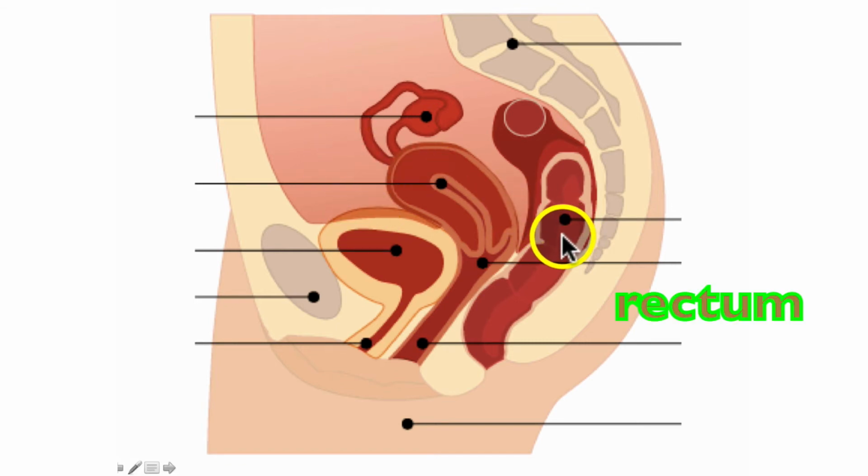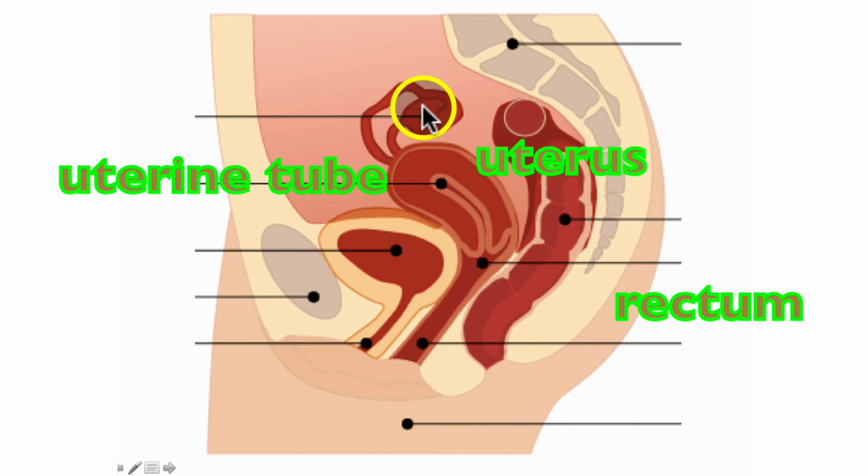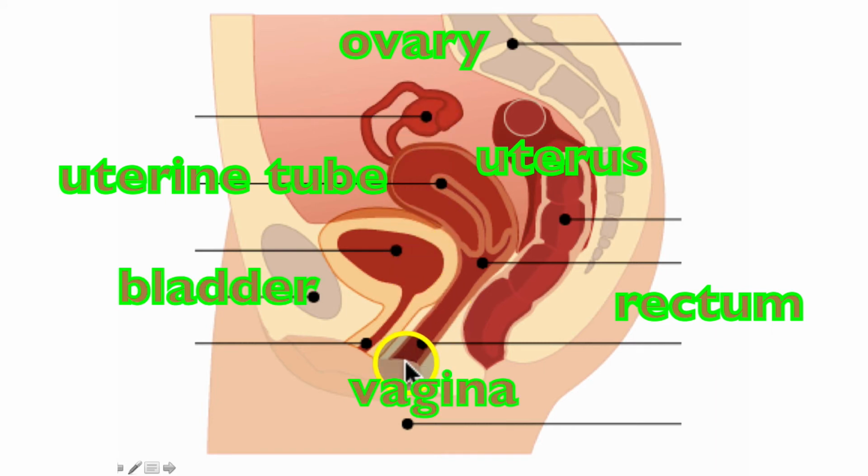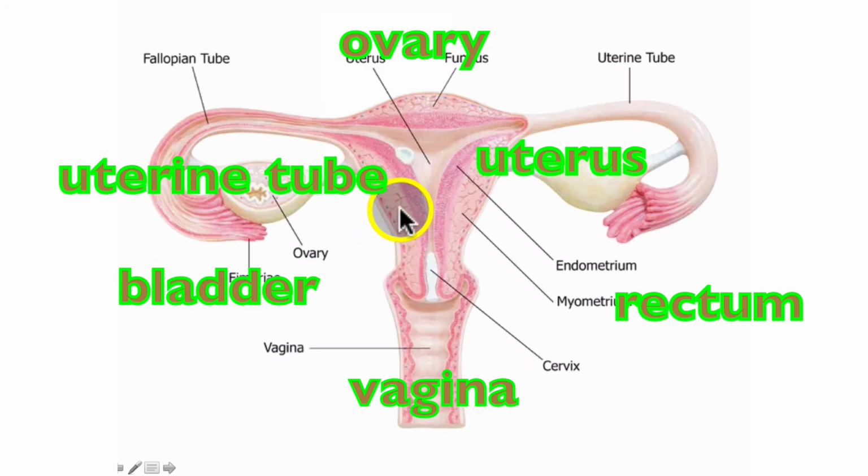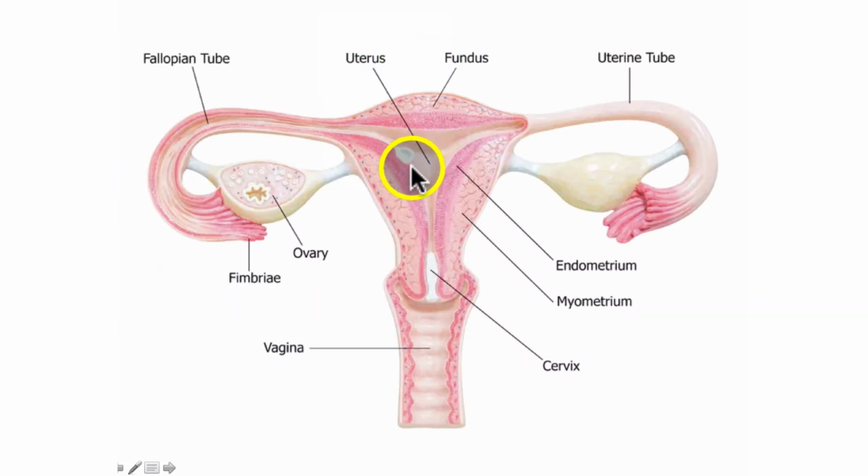What we see here is the rectum. Here is the uterus, fallopian tube, ovary, vagina, urinary bladder. This image right here is showing an anterior coronal section of the female reproductive organs: vagina, uterus, fallopian tube, also known as uterine tube, and also known as the oviduct.